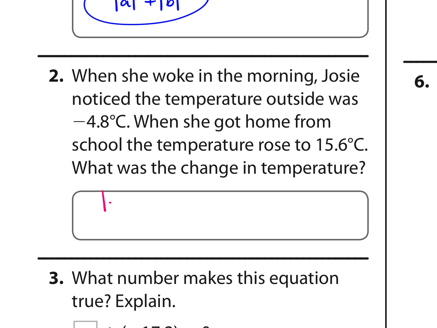So we could use that concept we just talked about to find the absolute value of negative 4.8 and add it to the absolute value of 15.6. So that's one way we could do this and say, well, it's 4.8 degrees from 0 plus 15.6 degrees from 0 the other direction. So the total is 20.4 degrees Celsius, and it was a positive change.